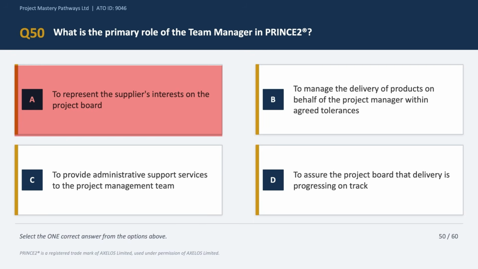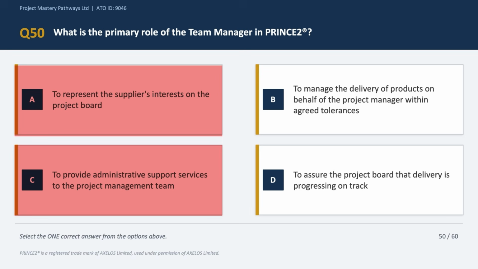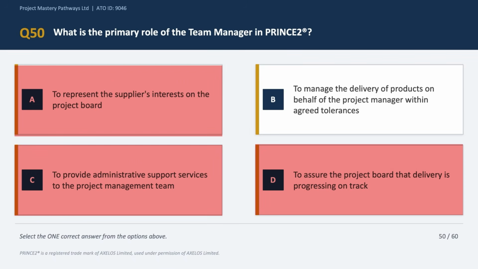Option C says to provide administrative support. That is the role of project support, not the team manager. Again, an incorrect answer choice. Option D says to assure the project board that delivery is on track. Now that is project assurance. The team manager reports to the project manager, okay, not directly to the project board. So option D is incorrect as well.